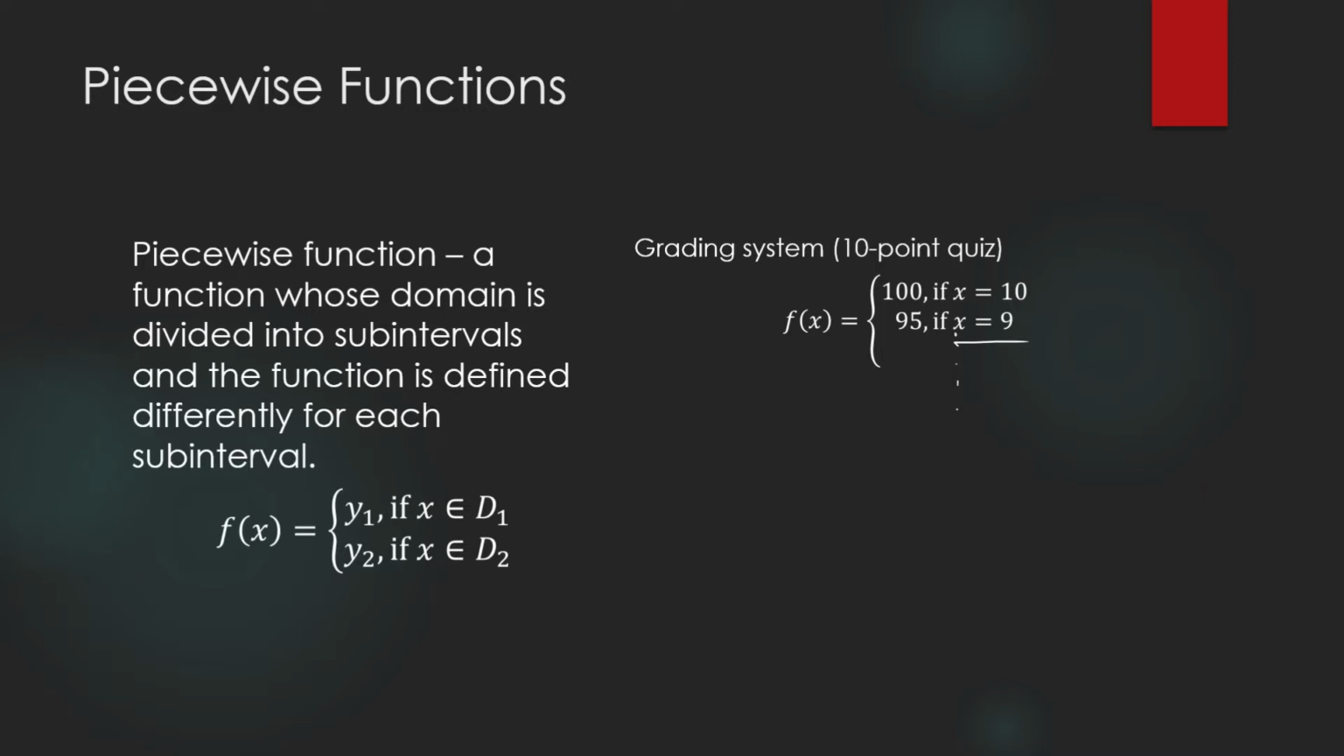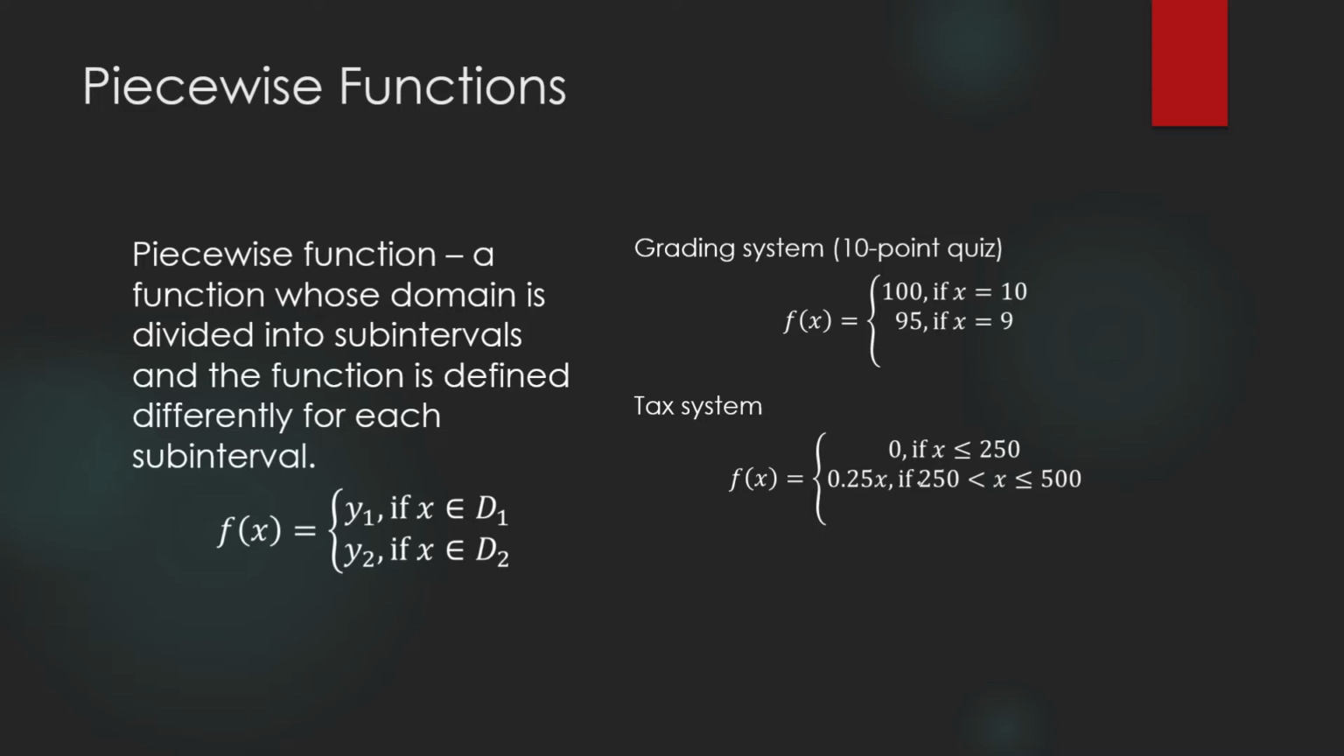We also see the piecewise function in the way our tax system is structured. Let f(x) be the amount of taxes paid by a citizen, by an adult, as a function of his or her income, and x is in 100,000 pesos. So if your income is less than or equal to 250,000 pesos, you are exempted from paying the taxes.